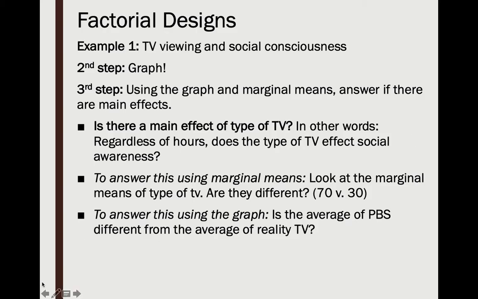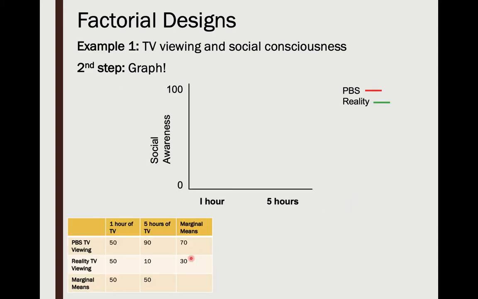There we go. So we will answer this using marginal means. Look at the marginal means of type of TV. Are they different? So I said 70 versus 30, but let's just look back at the graph. So this is type of TV. Their marginal means are across. 70 versus 30. Those seem very different. So it seems like we have a main effect there.